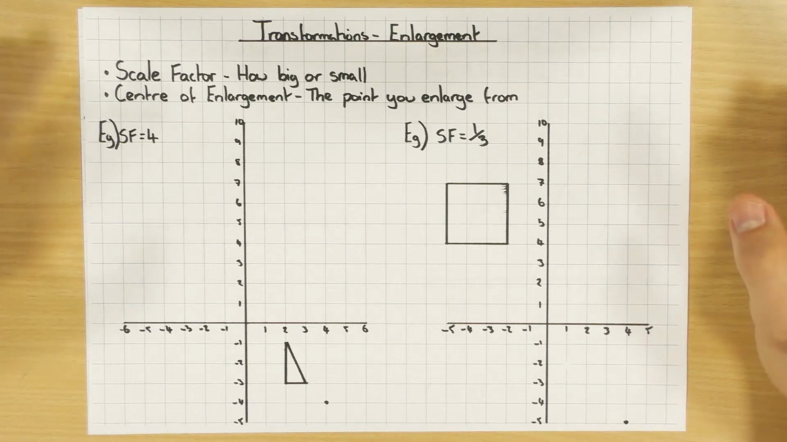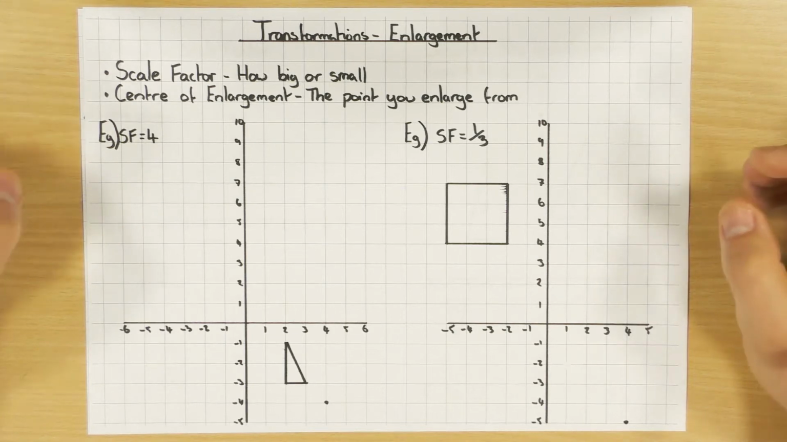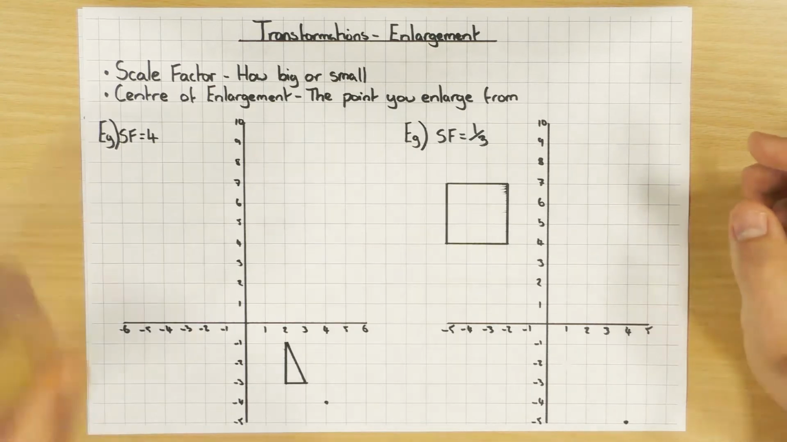Everyone can do them. You just make the shape 2, 3, 4 times as big, whatever you need to, depending on the scale factor. But I'm just going to concentrate on the ones with the center of enlargement as well, because they're the harder ones that people struggle with, and they're more likely to come up. So let's make a start then.